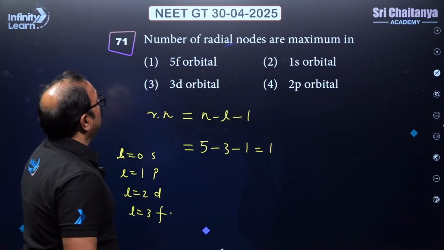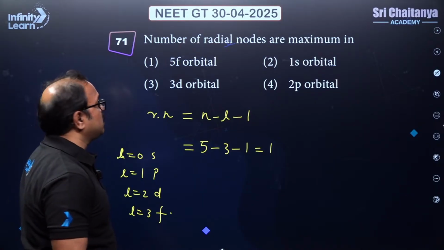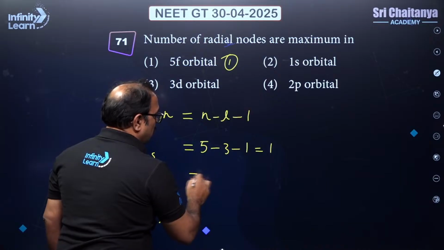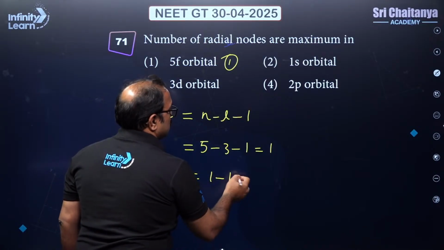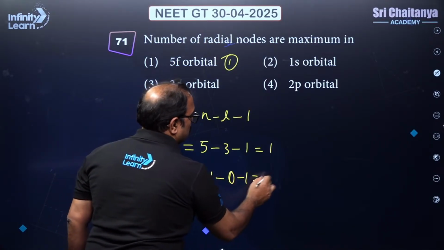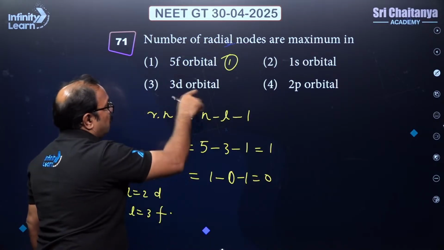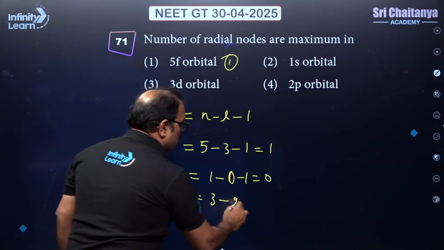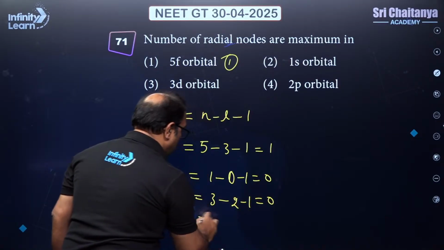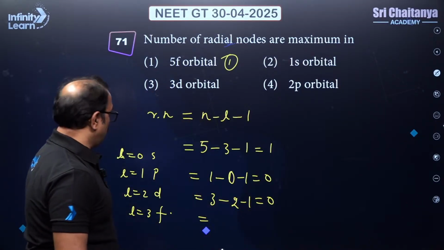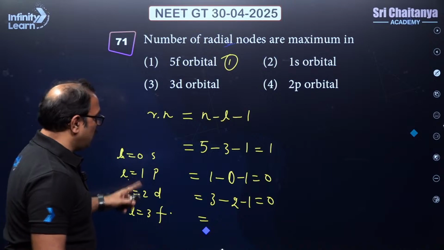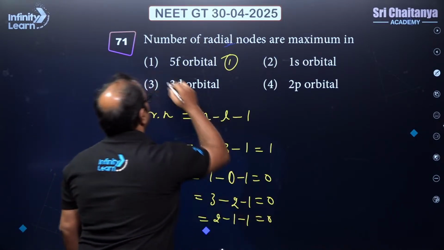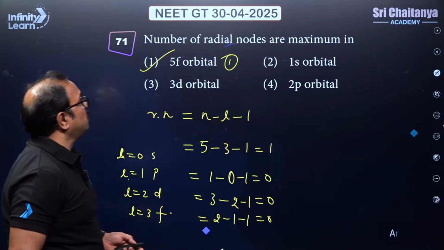The number of radial nodes are maximum in which? So let us see. For the 1s orbital, this is 1 minus 0 minus 1, so this becomes 0. For the 3d orbital, this is 3 minus 2 minus 1, so this is also 0. Coming to the fourth one, 2p, for p the l value is 1, so it is 2 minus 1 minus 1, so 0. Therefore the correct answer in this case is the first one.